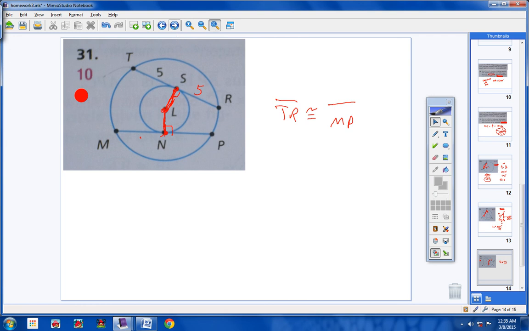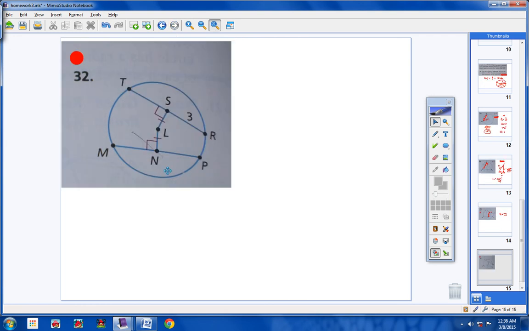Same thing. Alright, number 32. Last problem was asking me the same thing. It's going to be identical all over again, so I'll be really quick, okay? You've got a diameter here. If you were to draw it all the way out, it's a diameter, and it's perpendicular to the chord, okay? Which means it bisects the chord in half. So if SR is 3, then ST is also 3. So the whole length of TR is 6.